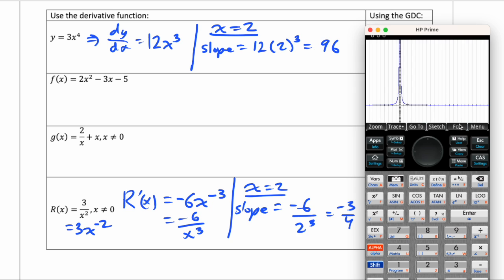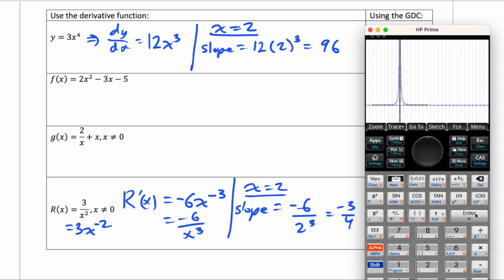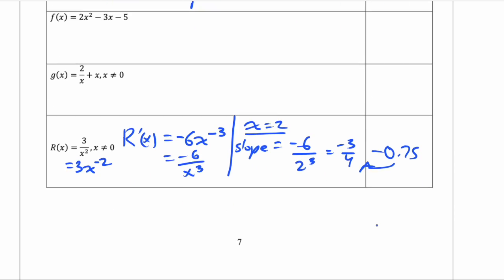And we click on functions. Oh, I clicked on the wrong thing. Function, slope. I think I went to the wrong spot. I have to go back again because I made a mistake. Go to function. Go to 2, enter. Now I'm back at 2, function, slope. So it is negative 0.75, which is the same as negative 3/4.